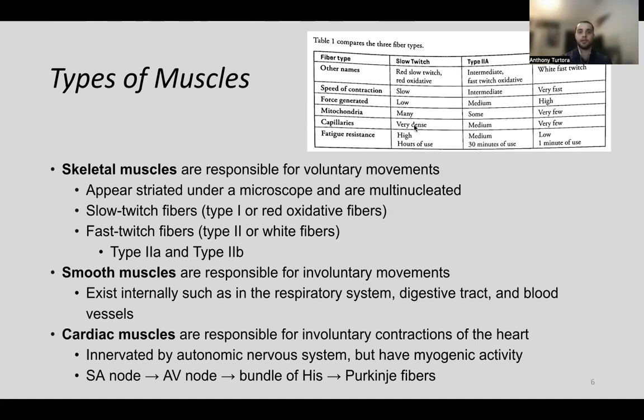When we're looking at this chart that I have here, you can see the differences between them. This is a good chart to refer back to.